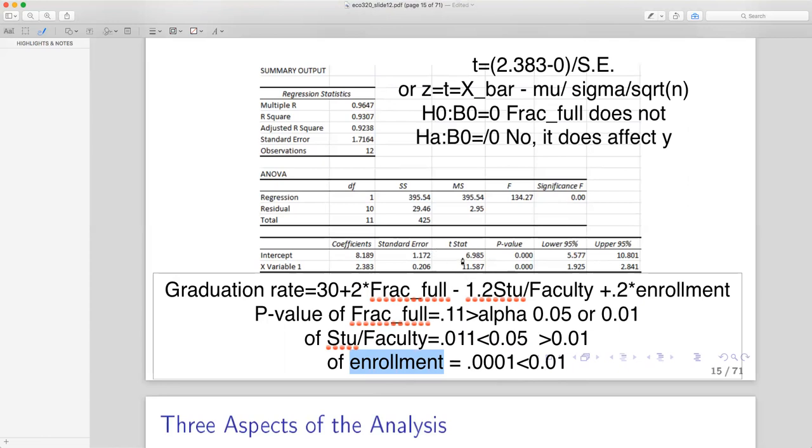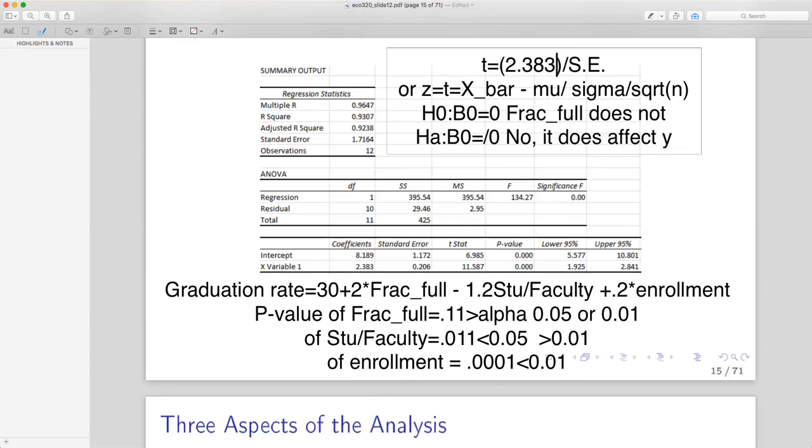Given the t-stat, you can calculate the p-value. T-stat is basically the ratio of these two, because the hypothesized value is always 0, so you are subtracting 0. It equals beta 1 over standard error: 2.383 over 0.206 is 11.587. Similarly, 8.189 over this one is 6.985. They already calculated the 95% confidence interval for you; you don't even have to calculate that.